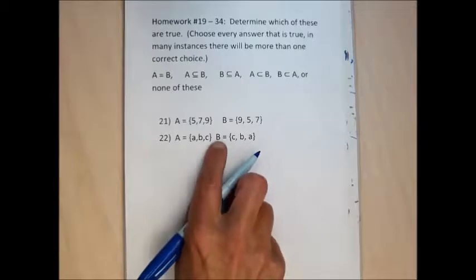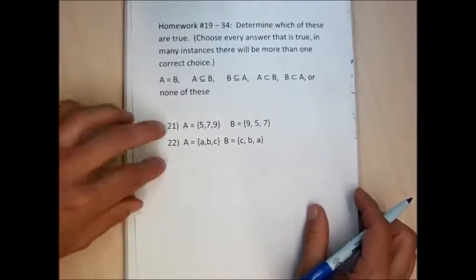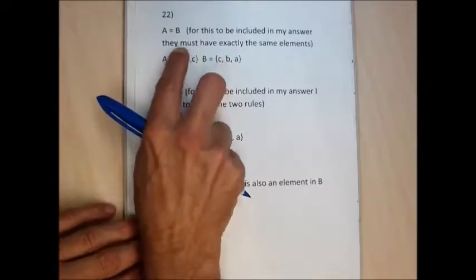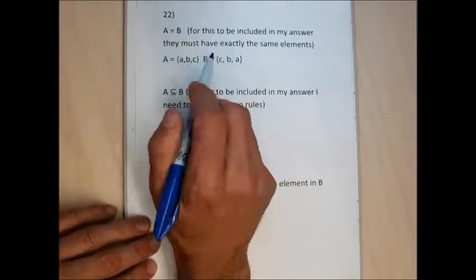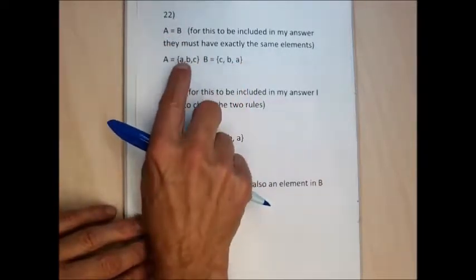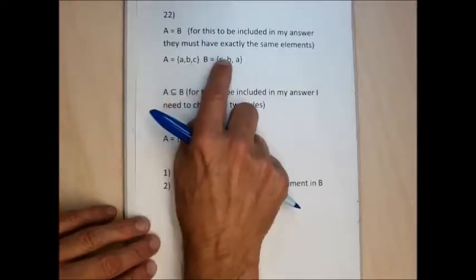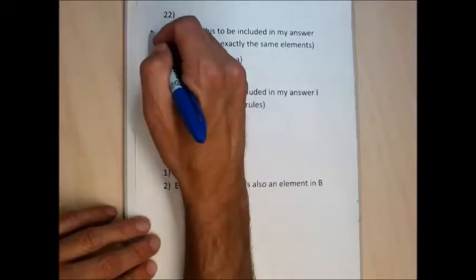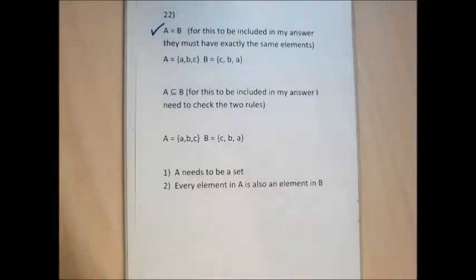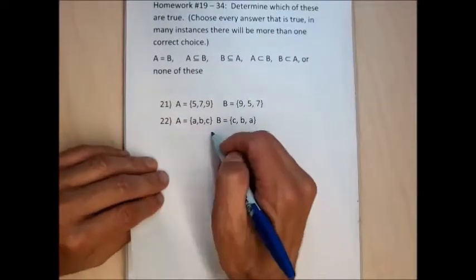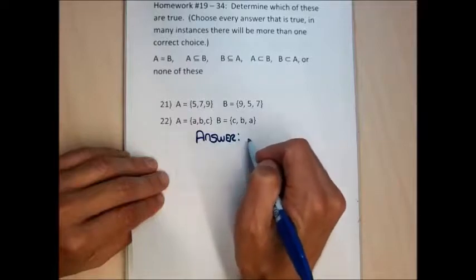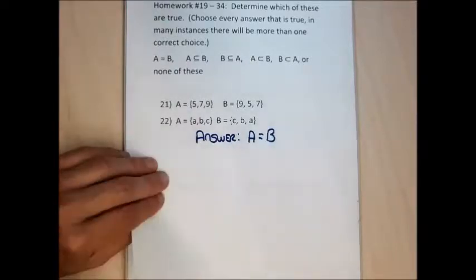I'll do 22 for you just in case you need to see something that basically solves just like 21. So for 22, the sets are given, and the first thing I need to see is if they're equal. Two sets are equal if they have exactly the same elements. A has the three elements A, B, and C. B, even though it's written in the same order, has the three elements A, B, and C. Because they have exactly the same elements, that's all it takes to be equal. And part of my answer to 22 is going to be A is equal to B.